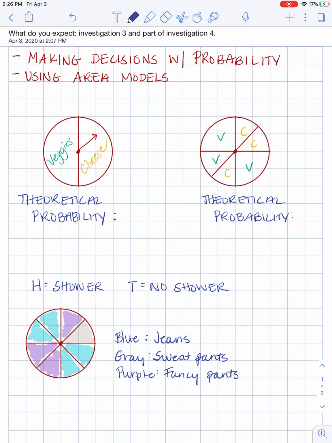Hi, y'all. So this week we are going to be talking about making decisions with probability and designing some experiments or simulations to help make decisions, and then also different ways that we can use some area models.